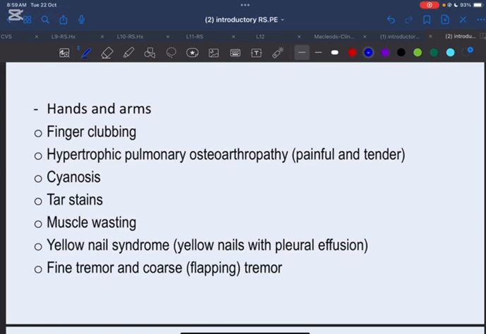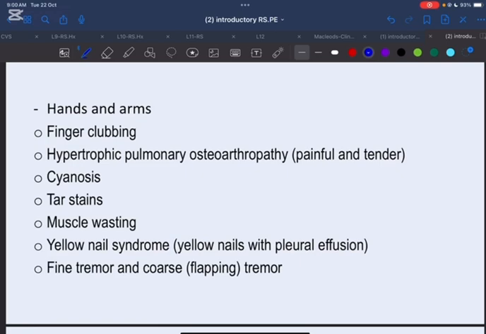Sarcoidosis, all three of them do not cause it. It is unlikely to be associated, and if they are associated, think about a concomitant pathology, meaning something else with them.